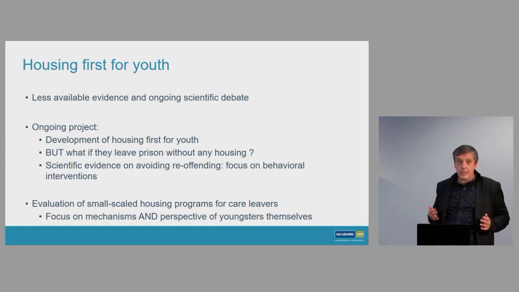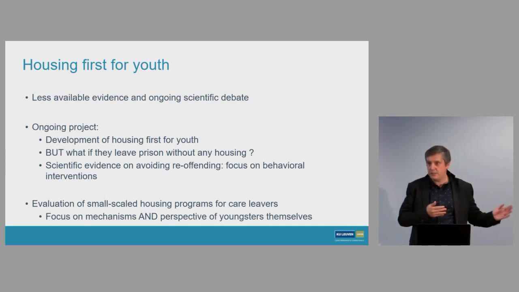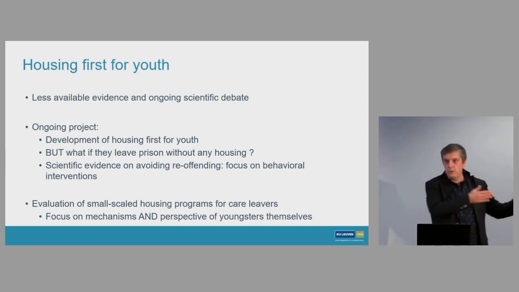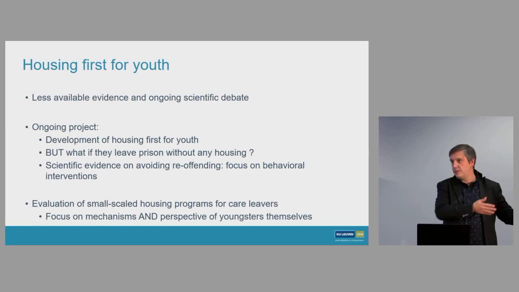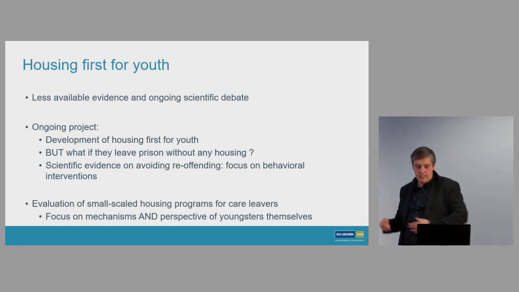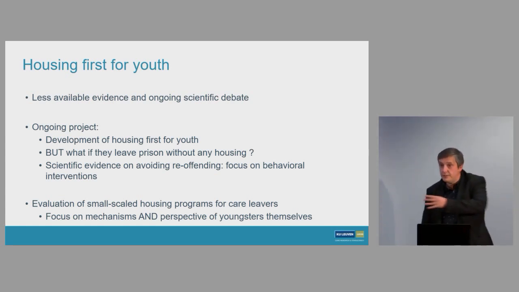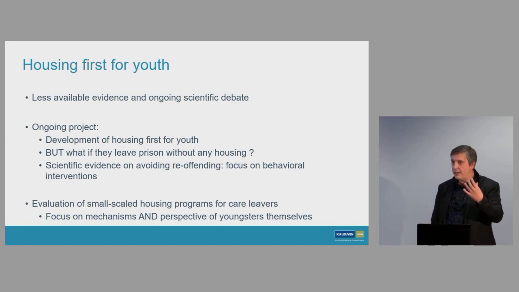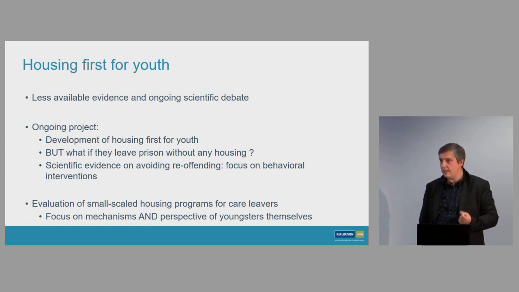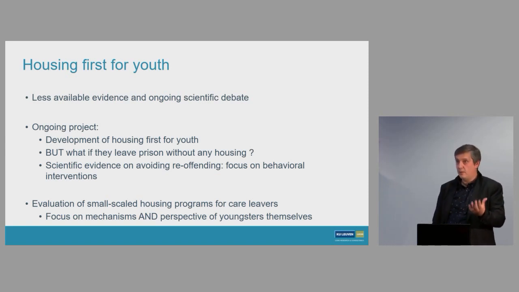So the youth care organization asked me, what do we have to do? To what kind of literature and evidence do we have to look? Do we have to look to the evidence on housing first for youth? Or do we have to look at the literature on avoiding reoffending? And this makes it interesting. This is why the actors are very important also to take into account. This was a very interesting point raised by them.